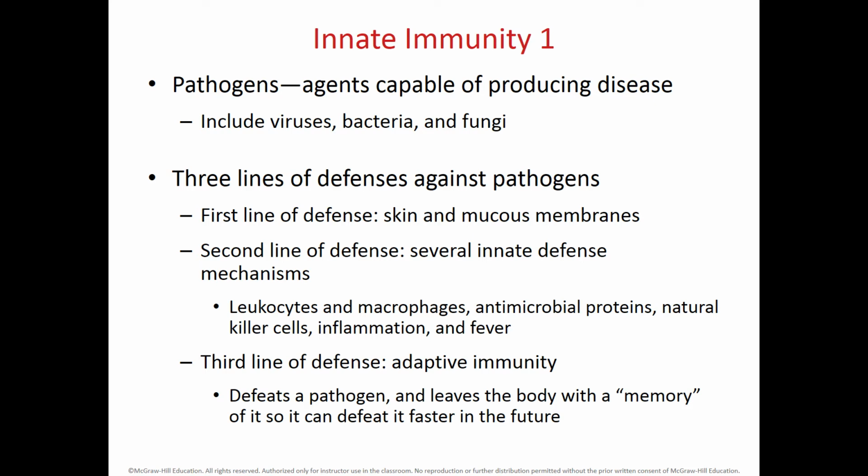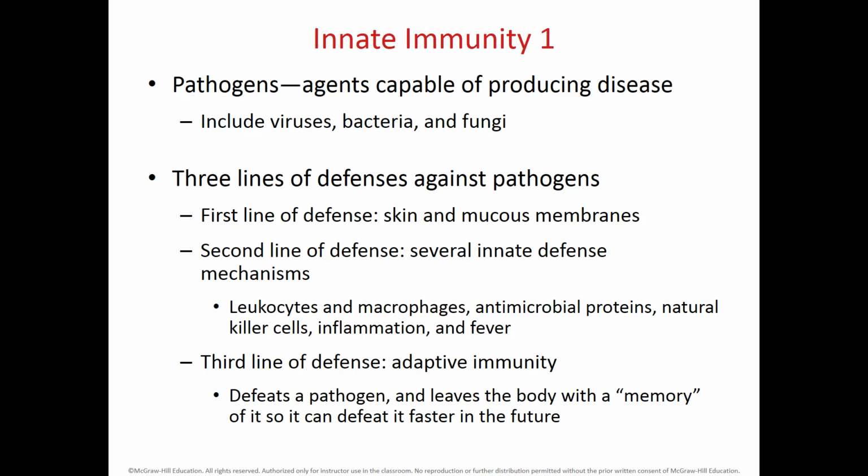Now, the second line of defense that we are all born with is the cells of the blood, like the leukocytes, macrophages. We are all born with antimicrobial proteins, NK cells, and with the process of inflammation and fever. So all of these form the second line of defense. If the bacteria or the pathogen penetrate the skin and the mucous membrane, then they will encounter the second line of defense. And then the third line of defense is the adaptive immunity.